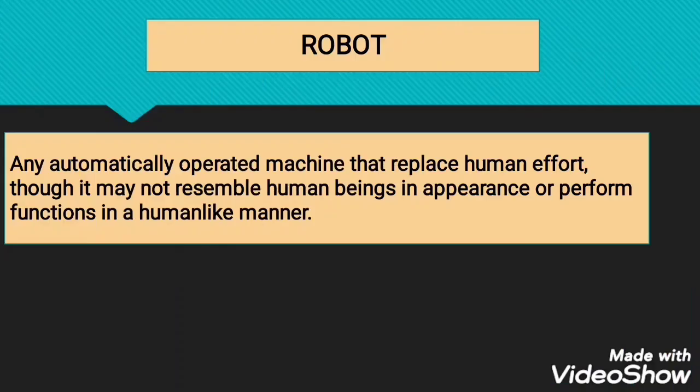The first topic is robot, and all of you know about robots, isn't it? And you have watched robots also. So what do you think when watching the robot? Yes, a robot is an automatically operated machine that replaces human effort, though it may not resemble human beings in appearance or perform functions in a human-like manner. That means it will work just human alike.